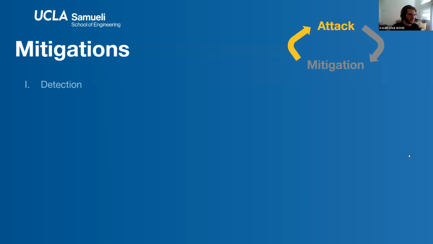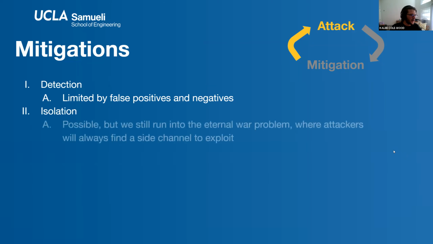And so talking about some mitigations, detection is a good start, but the paper details that these detection attempts are limited by trial and error and false positives and negatives. Isolation is another problem, but due to the existence of another side channel and all the side channels we've talked about, I believe that the eternal war problem would exist, where attackers will continue to find other side channels to communicate across. And so isolation isn't a sure way to solve this.